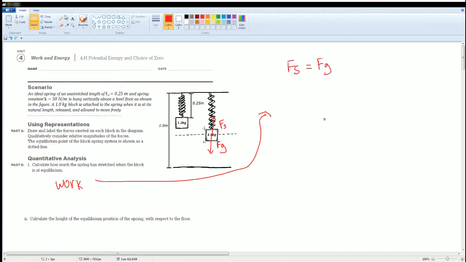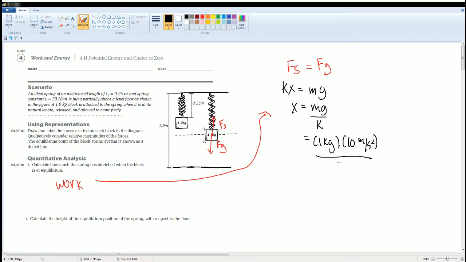The force of the spring, by Hooke's law, is kx, and the force of gravity is mg. Solving for x, x equals mg divided by k, because that's how we get x alone. The mass here is 1 kilogram. For gravity, we could just use 10 meters per second squared, and the spring constant here is 50 newtons per meter. Plug that into your calculator and you should get 0.2 meters. That is how much the spring is being displaced.